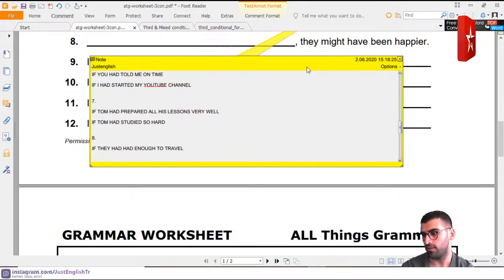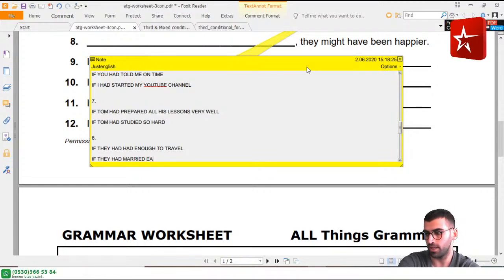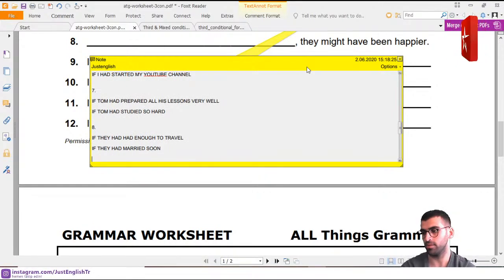Oh yes, Gül Safa said if they had married soon. Wow, for couples, yes, if they had married, that is the correct and interesting sentence. If they had married early or soon. Yeah. If they had married soon, they might have been happier. Mr. Ramazan writes a comment. If Tom had made enough exercise. If Tom had made enough exercise, yes.